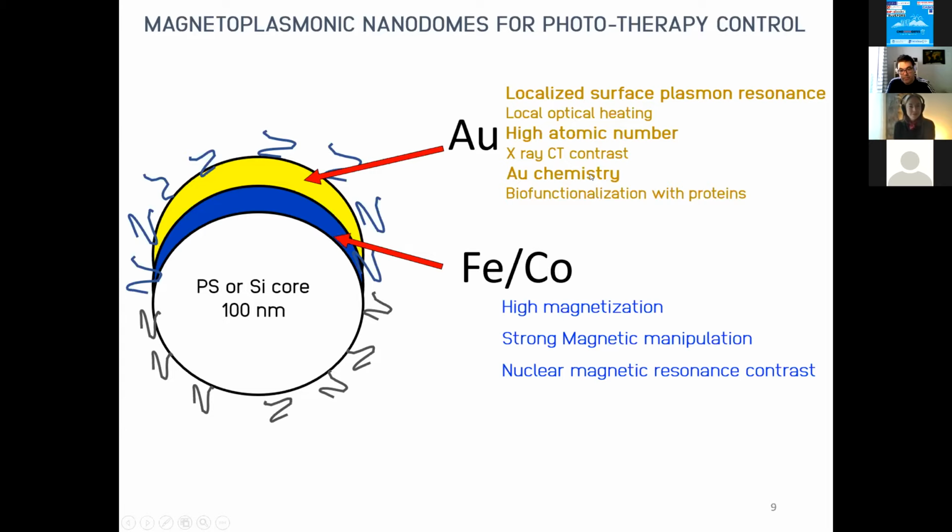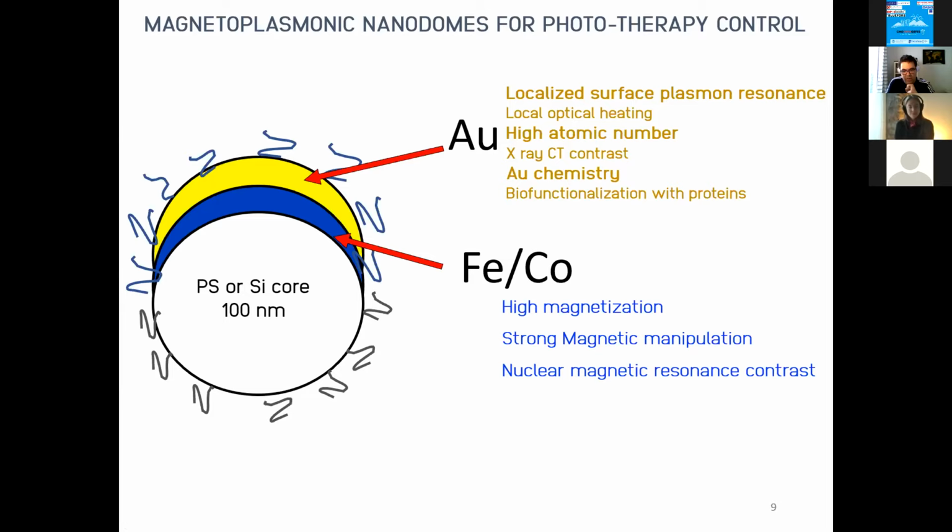And also the fact that we have a magnetic domain, that in our case is iron or cobalt, confers a high magnetization, so we are able to strongly manipulate the particles via the action of a magnetic field. And also, these nanodomes could be imaged by nuclear magnetic resonance imaging.